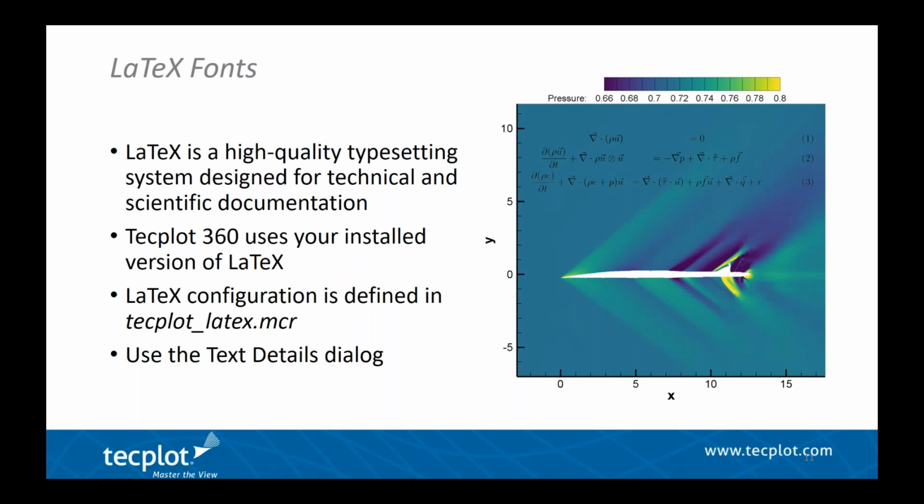LaTeX has a number of different packages for rendering different fonts. We don't have all of the packages marked for use by default, so if you have some special symbols or some special libraries that you need to use, you may have to add those in that file, so be aware that that's there. And the place where you enter the LaTeX syntax is in the text details dialog. So if you're familiar with adding text to a plot, you do it just the same, and there's a LaTeX button right in the text details dialog that allows you to enter the text.